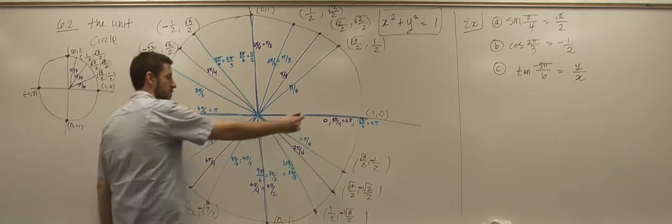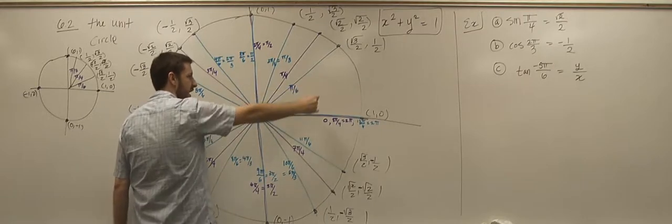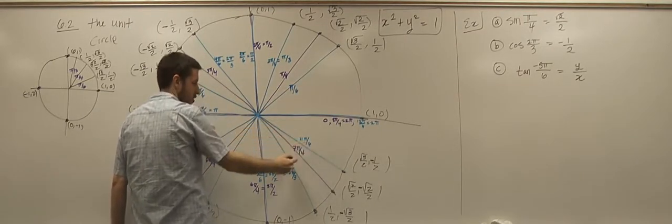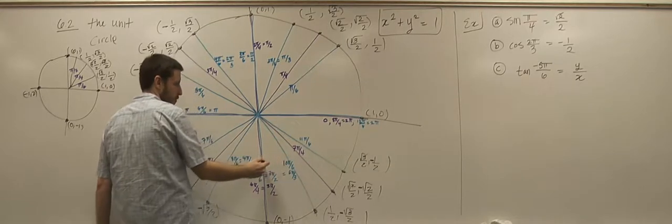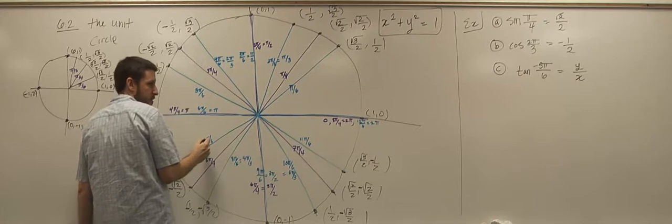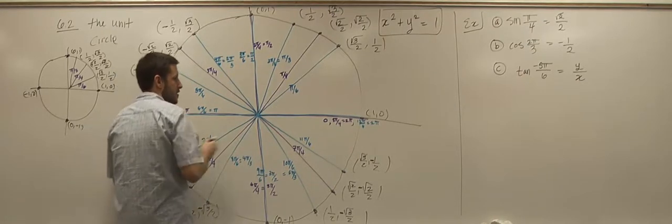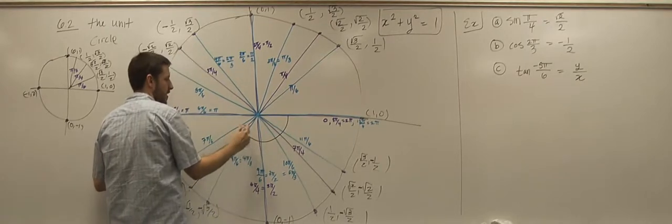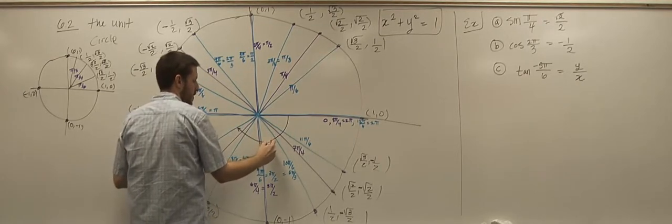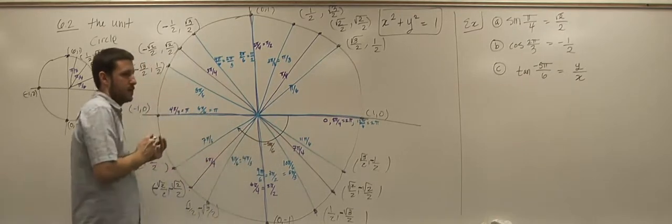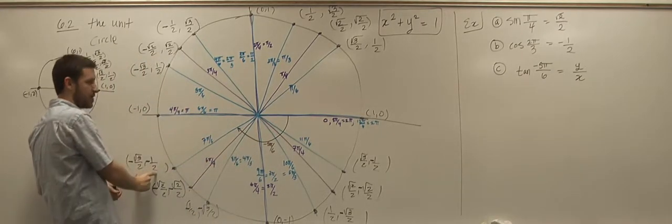Start from 0, but because the angle's negative, go negative 1 pi over 6, 2 pi over 6, 3 pi over 6, 4 pi over 6, 5 pi over 6. So if you're going negative angles, you have to count it. This angle here is negative 5 pi over 6, because I counted it: 1, 2, 3, 4, 5. And then I go and I find my x and my y.